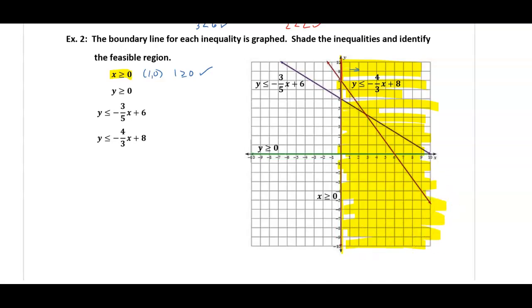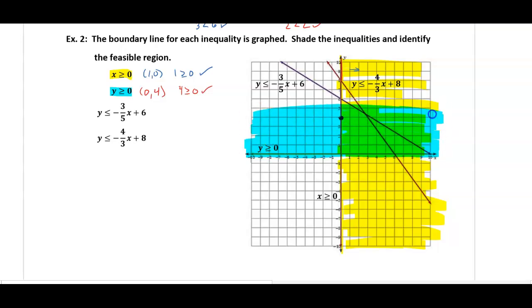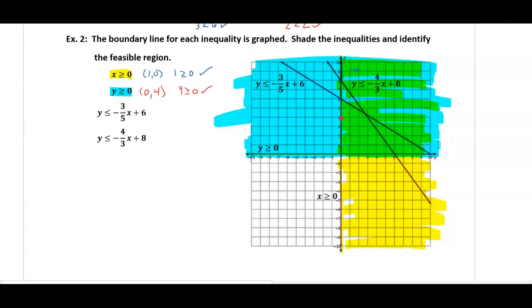Okay? Now, I'm fortunate enough to have colors. The next one, y is greater than or equal to 0. The boundary line is right here. Now, I'm going to choose a test point of, say, (0, 4), which is right here. Is 4 greater than or equal to 0? Yes. Therefore, that tells us we're going to shade above the line because that's inside the shaded region. So right now we're sitting in the first quadrant for the intersection of the two graphs.